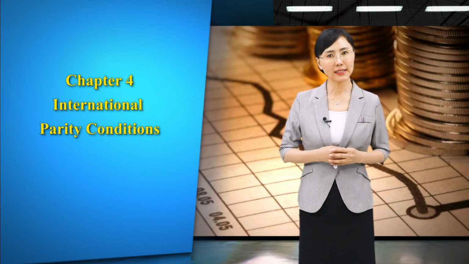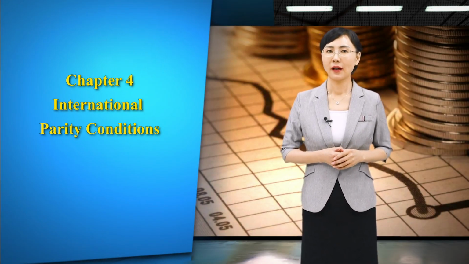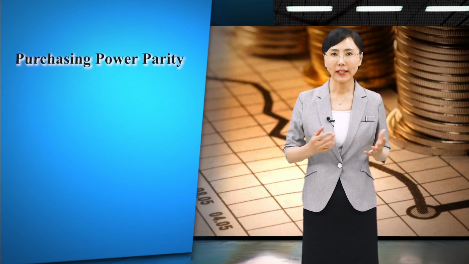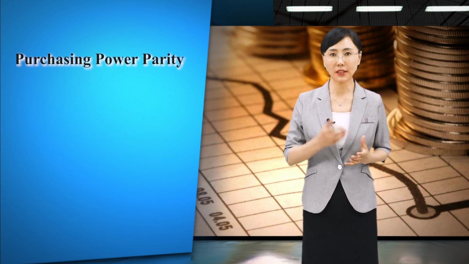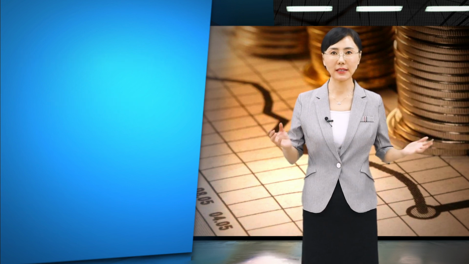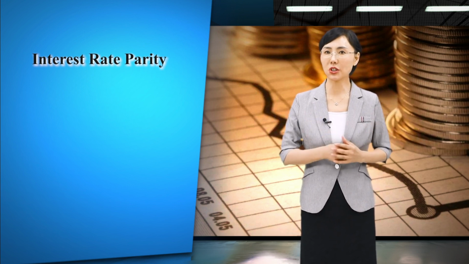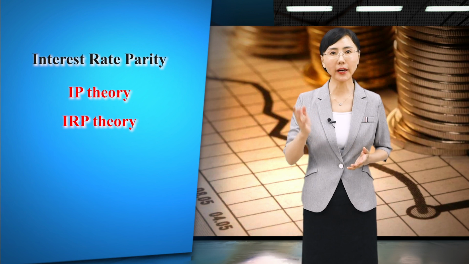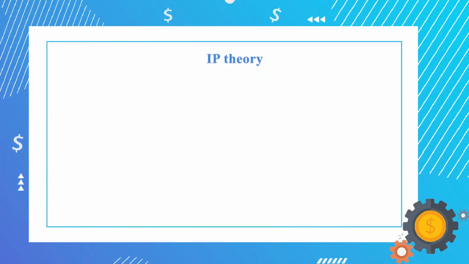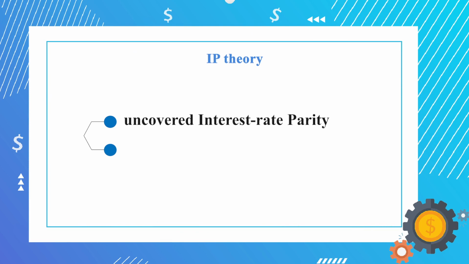Hi everybody, let's continue with chapter 4. In the last 3 videos, we learned the purchasing power parity, the PPP theory. In this video, we'll learn the interest rate parity theory, which can be shortened as IP or IRP theory. There are 2 kinds of IP theories. One is uncovered interest rate parity. The other is the covered interest rate parity. In this video, we'll learn firstly the uncovered interest rate parity.